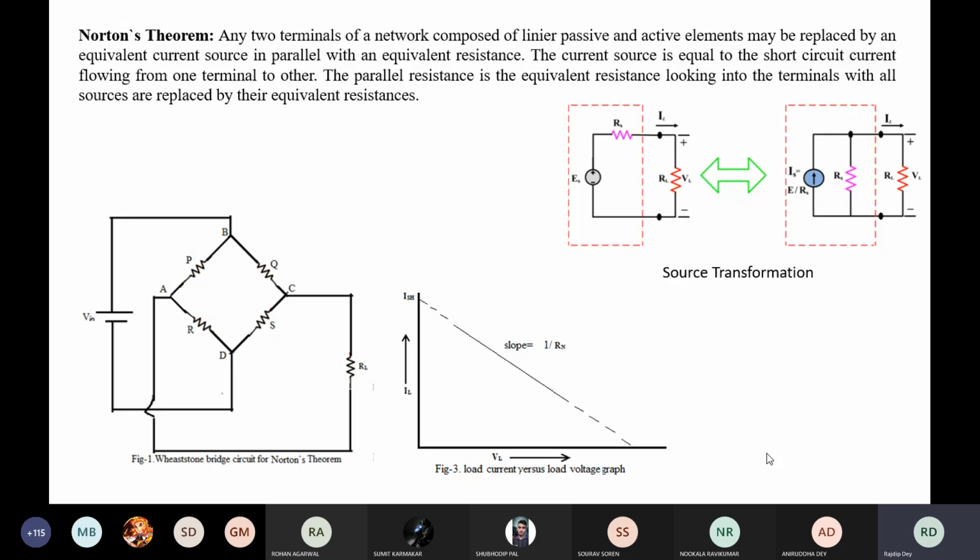Now once this bridge circuit is created, what does the bridge circuit contain? There are 4 resistances P, Q, R and S. They need to be connected in this way: one side of P will be connected to one side of Q, the other side of Q will be connected to one side of S, and the other side of S will be connected to one side of R, and the other side of R will be connected to P.